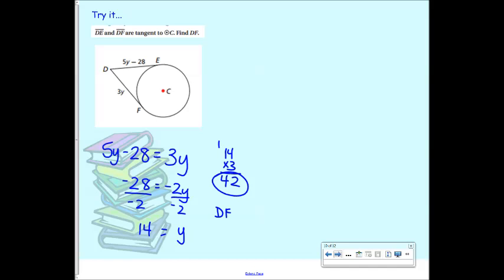So could you have plugged it into the other one? Yes. Why would I always choose this one? It's smaller, it's easier, shorter, less work to do, right? So since they're the same, you can kind of choose which one you want to plug it into. It doesn't really matter, they have to be equal.